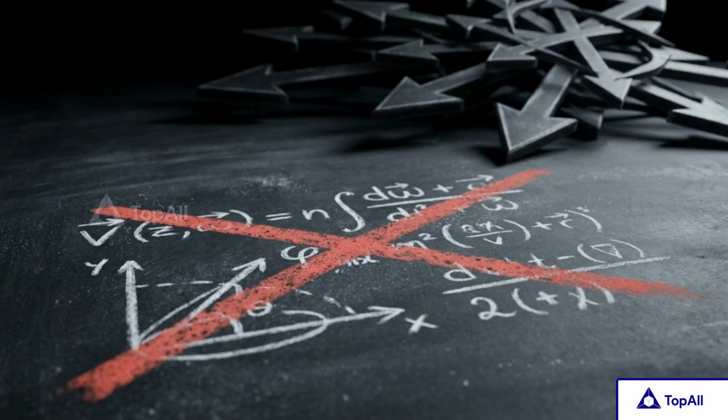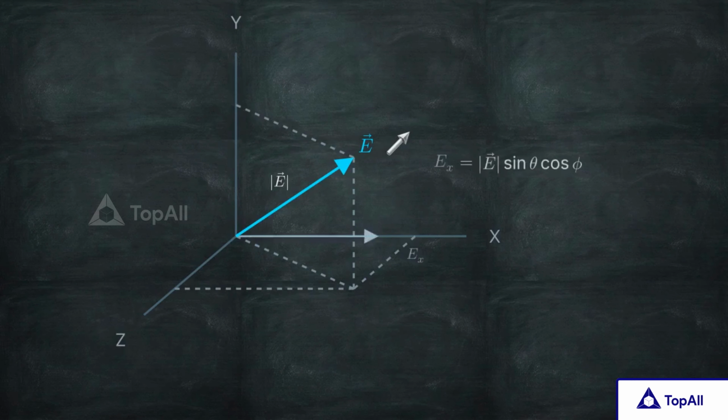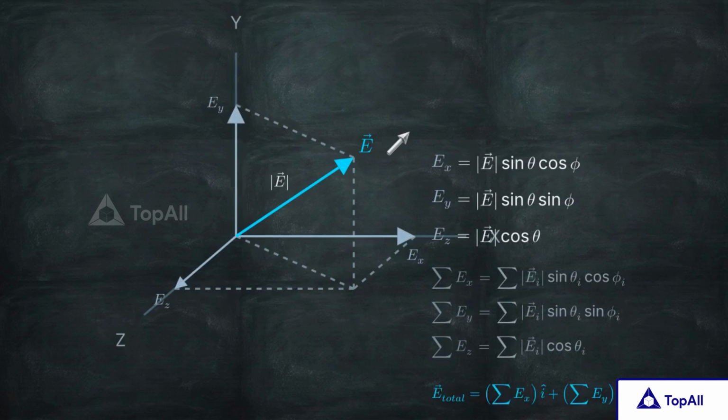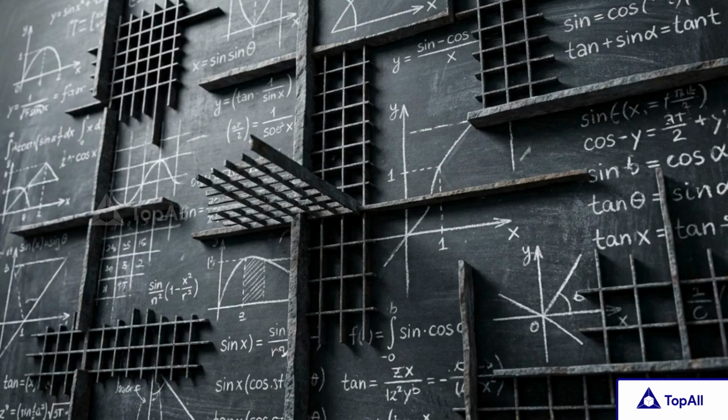To find the total electric force in this space, you cannot simply add the numbers together. Because electric fields are vectors, meaning they have both a magnitude and a specific spatial direction, calculating the total field at any given point requires breaking every single arrow down into its x, y, and z components using trigonometry. With enough charges, the math quickly becomes a geometric nightmare.